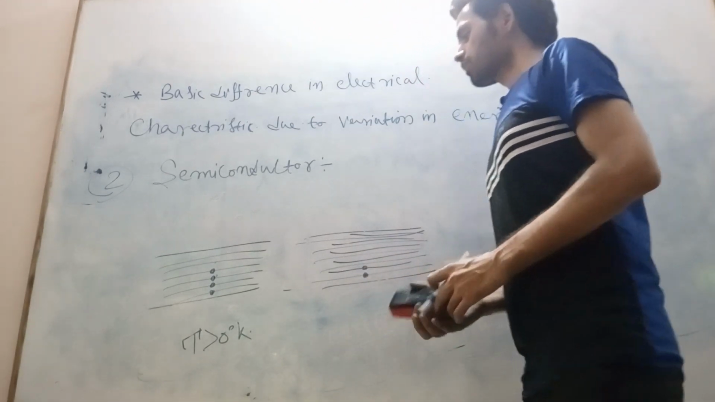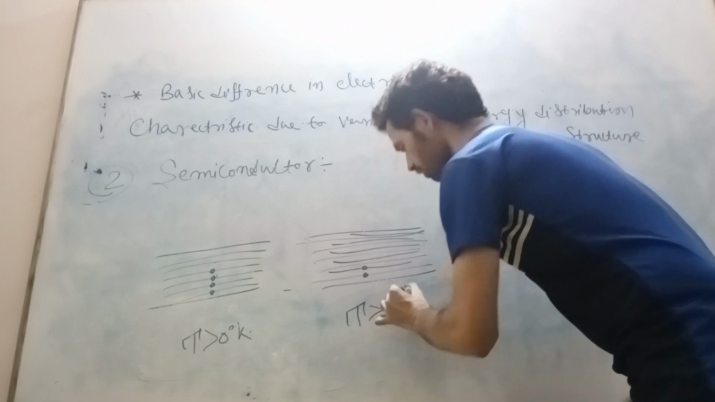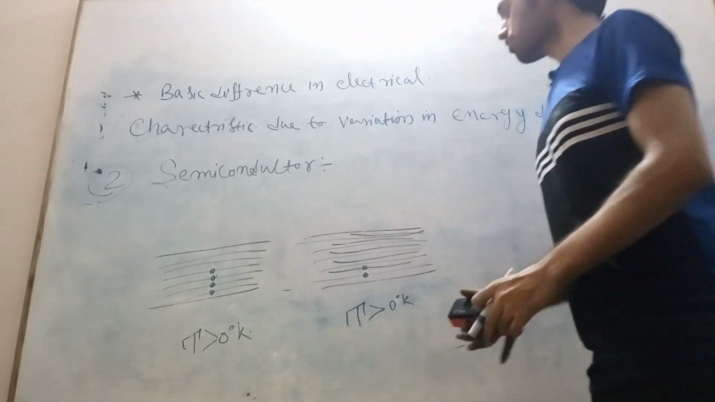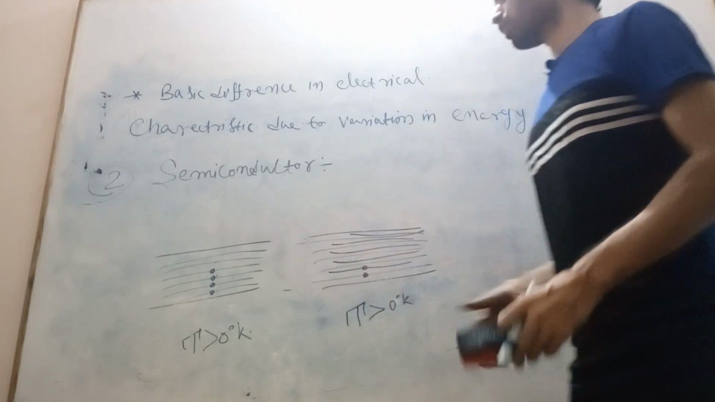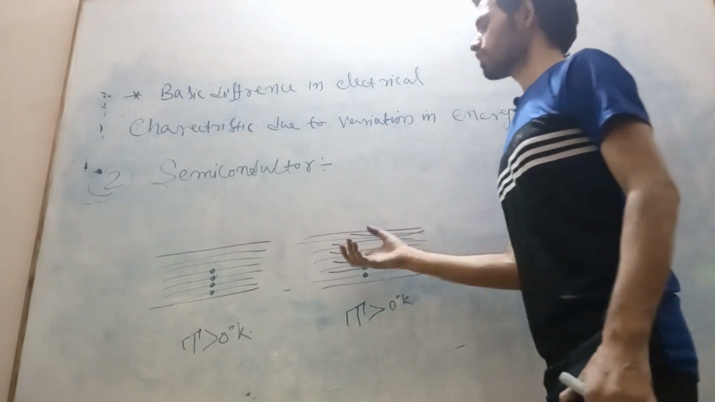When the temperature is greater than 0 degree Kelvin, then this electron will jump to the higher energy state. Okay, higher energy state means it is like a conduction band for them. Okay, so therefore they will freely move. Okay, so therefore here the current is due to what?